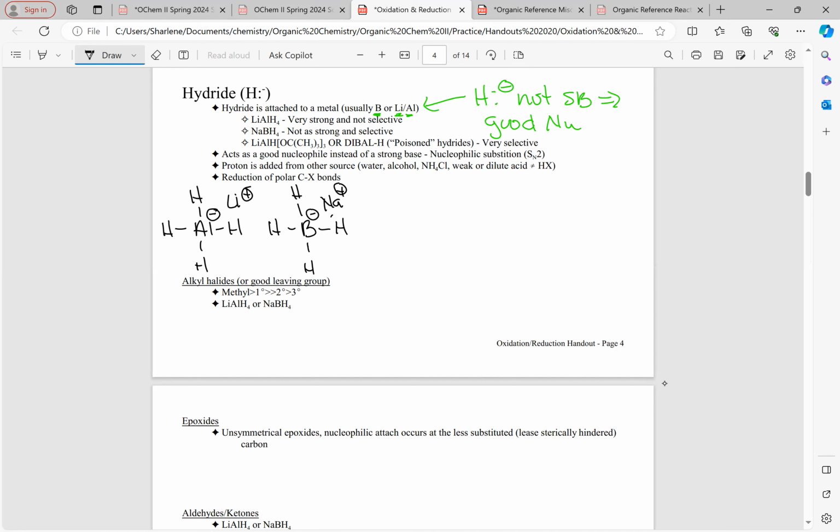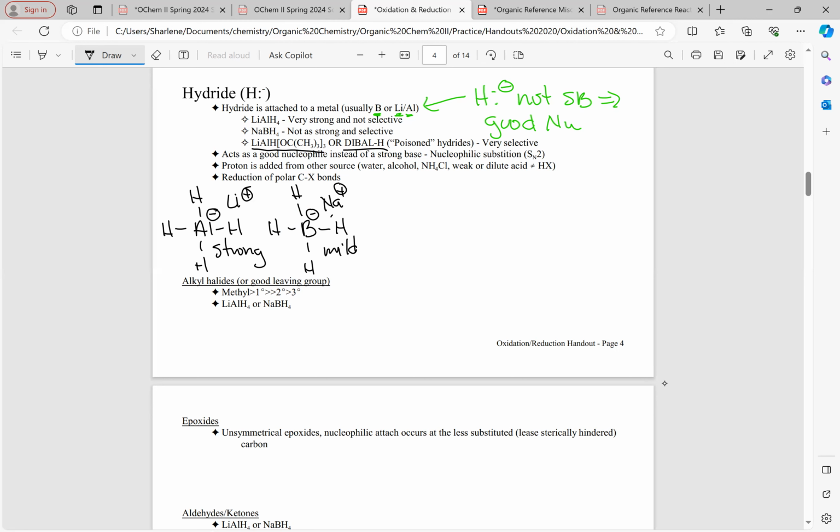But then, what if I don't want it that strong? This one is very strong. This one is more mild, but not very selective. I guess that kind of is a contradiction. It is mild, so it's selective because some of them are too strong for it to work on. But now this is a jolly term, a poisoned hydride. Just like we did a poisoned catalyst, I need one that isn't going to continue on. And those two are this really long thing and one called DIBAL.